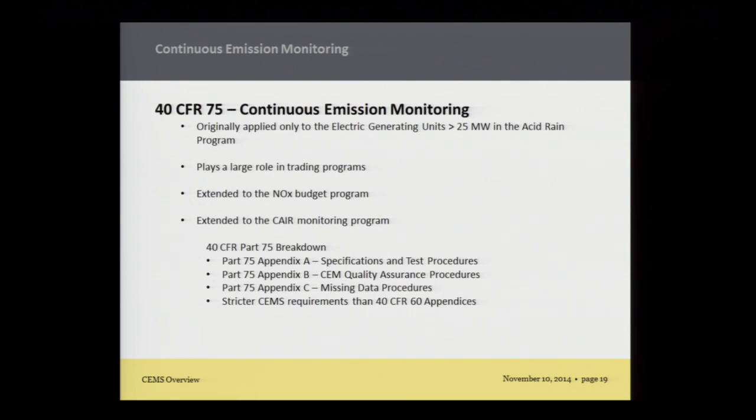So Part 75, it originally only applied to the electric generating units greater than 25 megawatts in the acid rain program. It plays a large role in the trading, NOx banking and trading, and it extended to the NOx budget, and then it also extended to the CAIR, which is the Clean Air Interstate Rule. And then the Part 75 breakdown is similar to the Part 60, but as we talked about a little bit during the DOS, it gets into some specific data substitution areas, and it's got stricter CEM requirements in the Part 60 appendices.